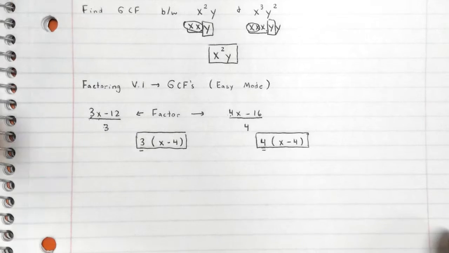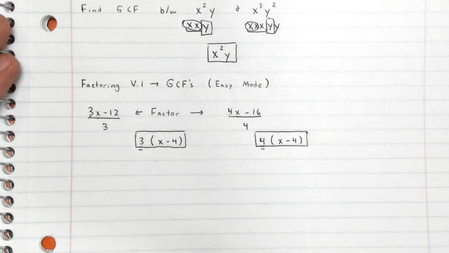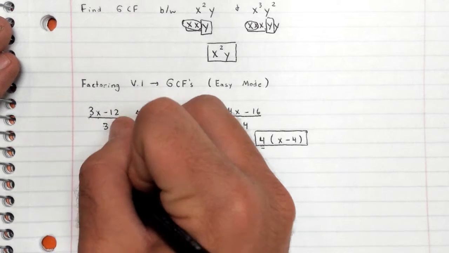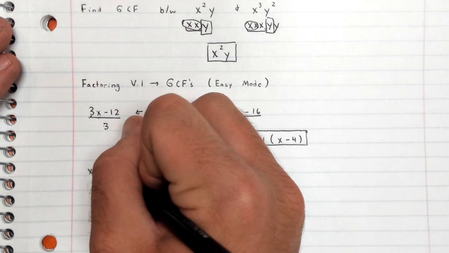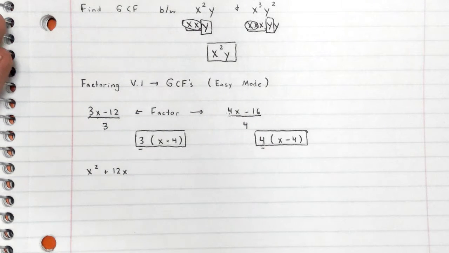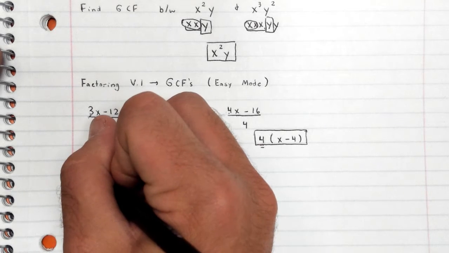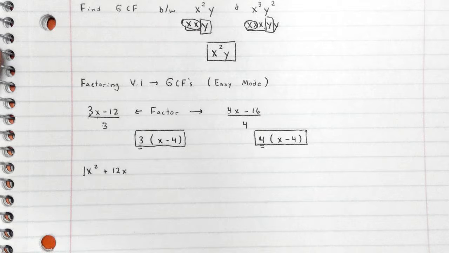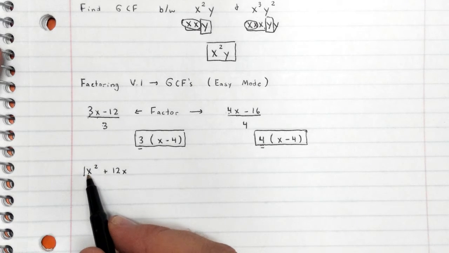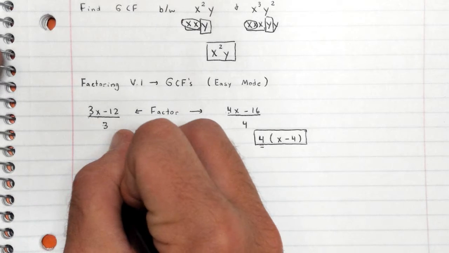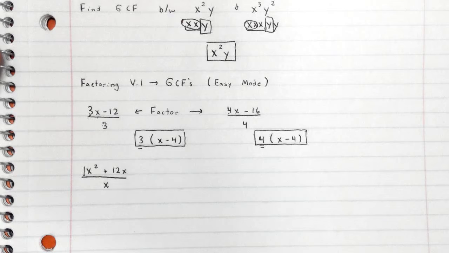Now, where this can get a little bit more complex is when I start throwing variables in here. What if I gave you x squared plus 12x? Well, there's no number up here, so there's an imaginary little 1. 1 and 12, the biggest number that divides into there is just a 1. But this is x squared and this is x. They both share an x, so I'm going to divide by x.